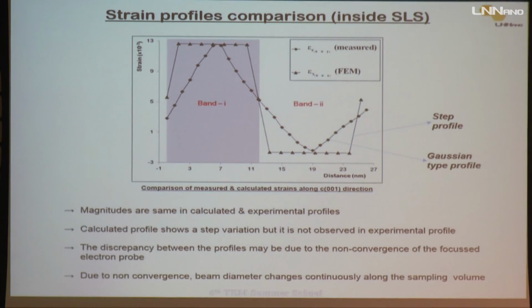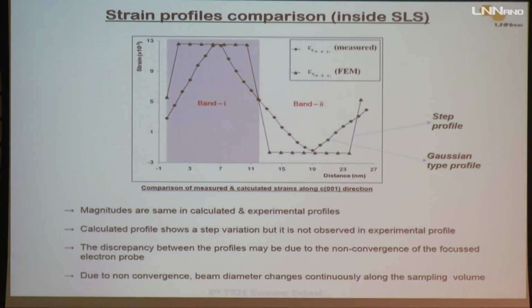Next, I compare the strains acquired inside the SLS structure. This is the strain profile that I acquired from inside the SLS structure from experimental CBED analysis, and this step profile is what I acquired from finite element modeling. We can see the magnitude is the same for both of them, but using the CBED technique I got a kind of Gaussian curve inside the SLS, while I got a step function profile using finite element modeling. So what is the difference?